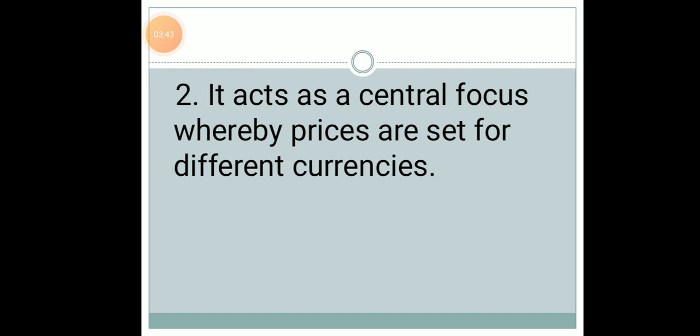The next function: it acts as a central focus whereby prices are set for different currencies. In the earlier class also we discussed how one can determine the exchange rate between two currencies. In the earlier session we took an example of rupee to dollar, that is, $1 is worth 71 rupees. So how does one determine whether $1 is worth 70 rupees or 71 rupees? The foreign exchange market, on the basis of economic forces like demand and supply, determines the exchange rate between two different currencies.